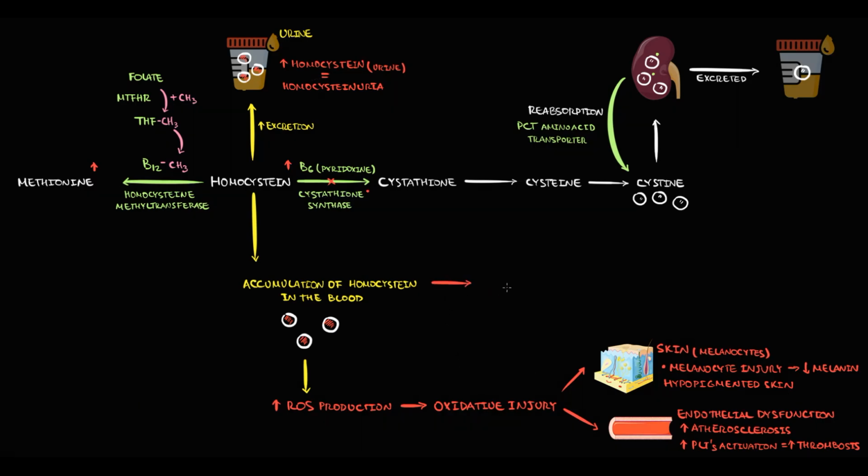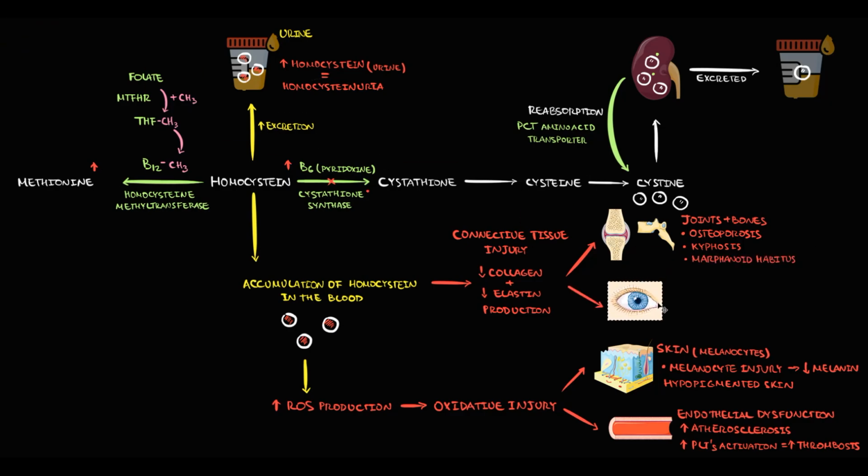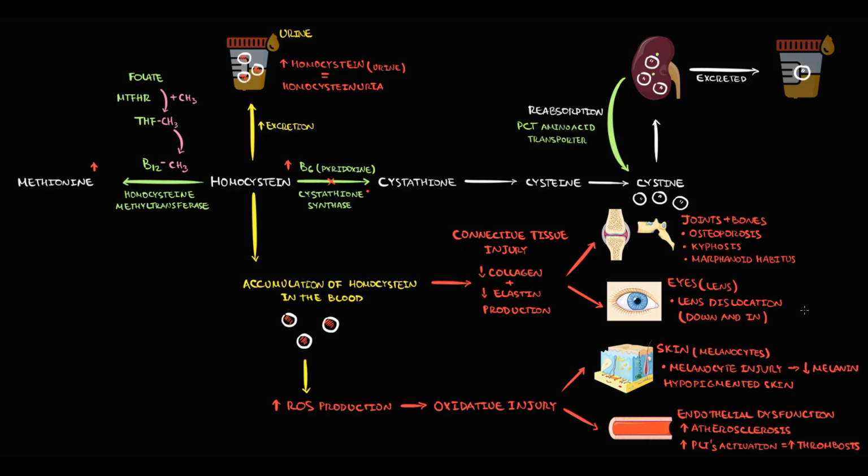Accumulation of homocysteine in the blood also causes decrease in collagen and elastin production, which leads to connective tissue injury. First of all, connective tissue injury affects joints and bones. With time, homocystinuria can cause development of osteoporosis, kyphosis, and marfanoid habitus. In the eyes, connective tissue injury affects the lens. It causes lens dislocation in a very specific pattern, down and in. And lens dislocation is one of the most important diagnostic features of homocystinuria, so we have to know this.